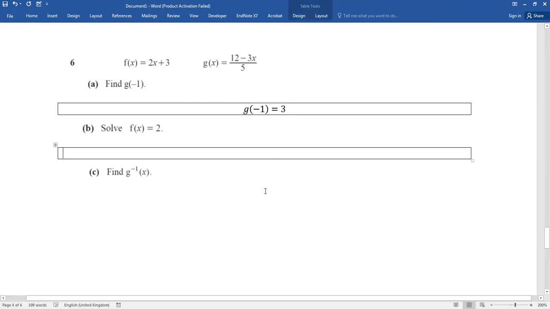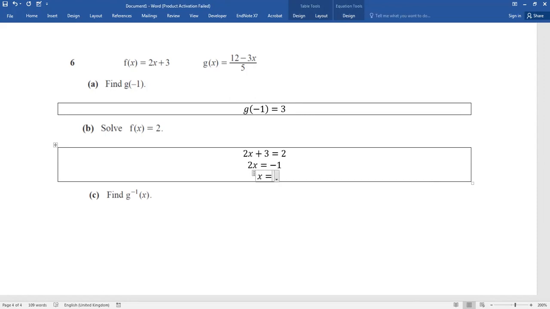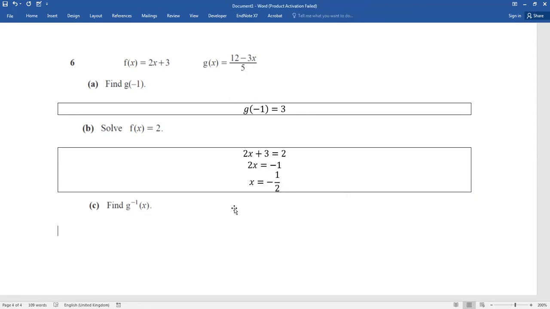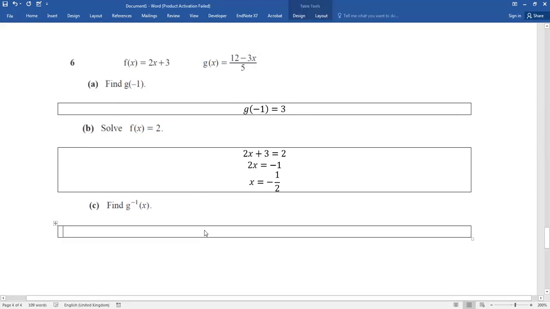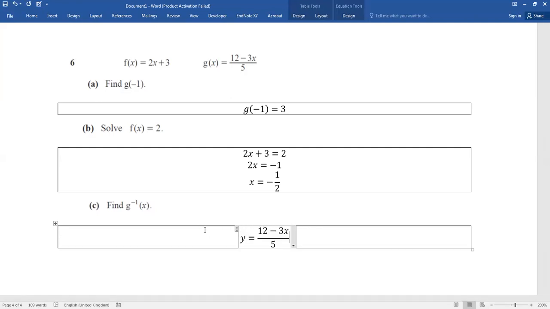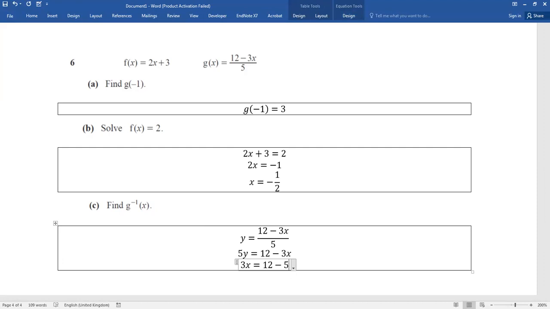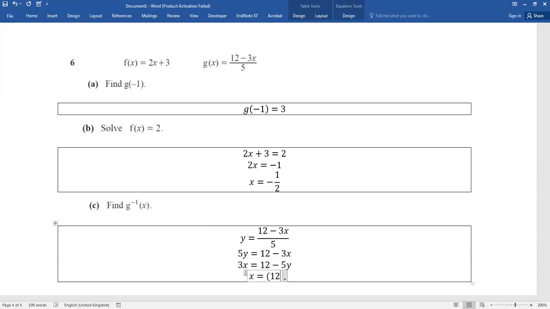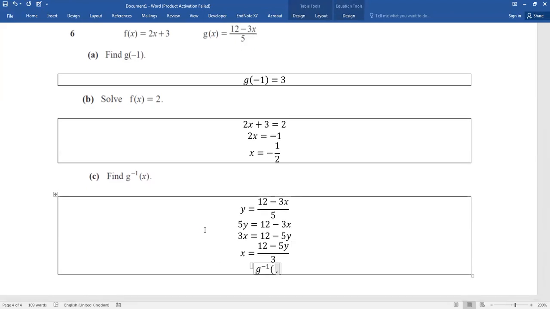Okay, what about f(x) is equal to 2? 2x plus 3 is f(x). We put this equal to 2. 2x is minus 1, x is negative half. Now what about g inverse of x? That is y is equal to 12 minus 3x upon 5. 5y is 12 minus 3x. 3x is 12 minus 5y. x is 12 minus 5y upon 3, and that is our inverse. g inverse of x is 12 minus 5x upon 3.